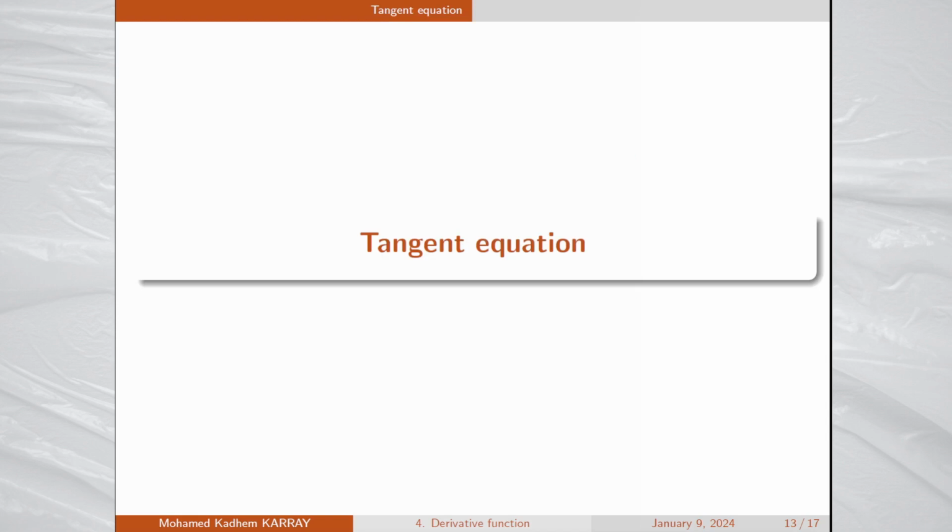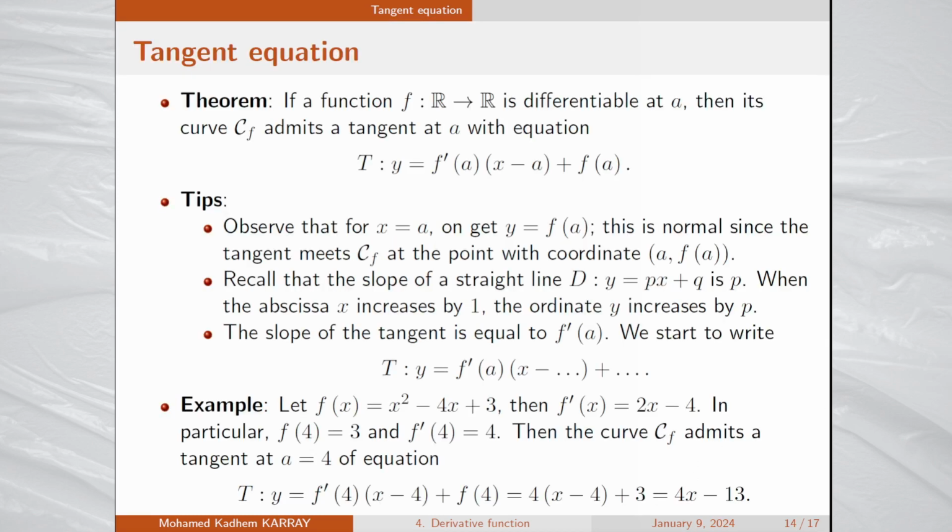Let's give now the equation of the tangent line to the curve of a differentiable function. This is the theorem giving this equation. If a function f is differentiable at some point a, then its curve admits a tangent at point a with equation given by this expression here.